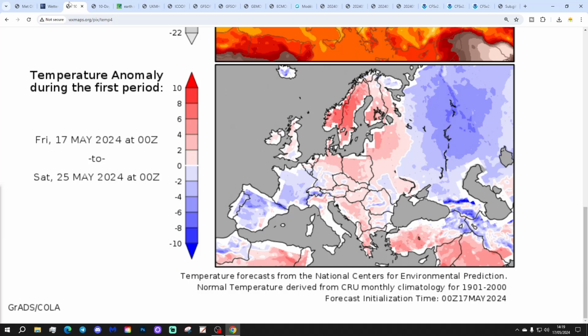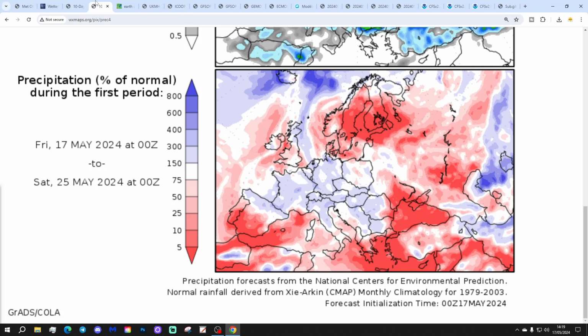Temperature anomalies on the 17th to 25th of May are a little bit below average, interestingly, for the far south of the country. Not a big deviation, though. Otherwise, most places are coming out with above average temperature anomalies. For precipitation anomalies from the 17th to 25th of May, it's wetter than average in the north and average to a little bit drier than average further south.